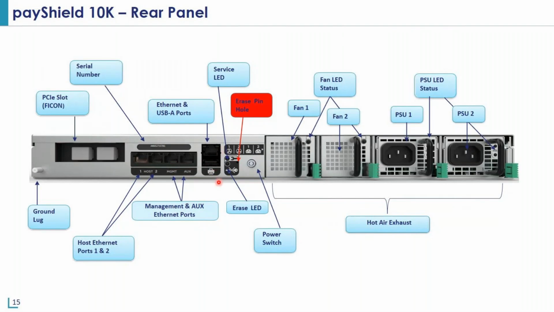Then this is for your printer connection. You have an Ethernet and USB-A ports to connect your printer. Erase button, this erase pin hole here. So this erase pin hole cannot be accidentally pressed. You don't have to worry what if someone accidentally pressed this button. No. You require a pointed object to insert in this hole, press it for a few seconds. Only then this erase will be successful.